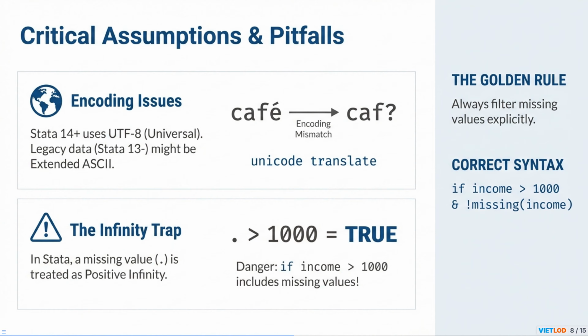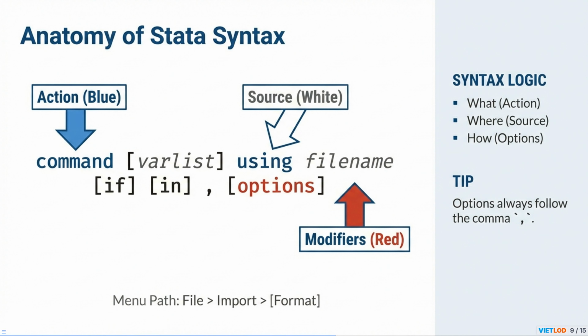Second, and more dangerous, is the infinity trap. In Stata, a standard missing value, represented by a dot, is treated as positive infinity. This means it's the largest possible number. This has a critical implication. A condition like if income > 1000 will be true for missing values. To avoid this, you must always explicitly exclude missing values from your conditions using the missing function. The ampersand means and.